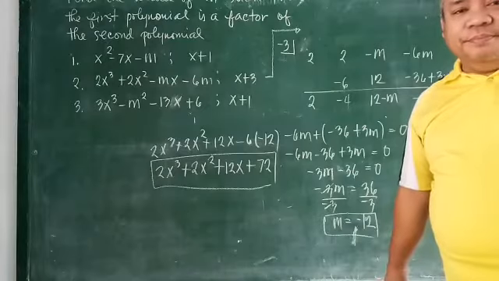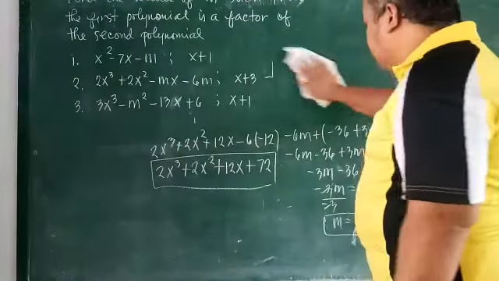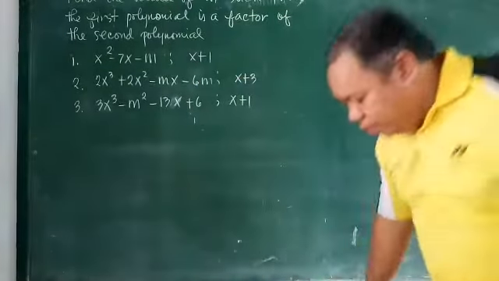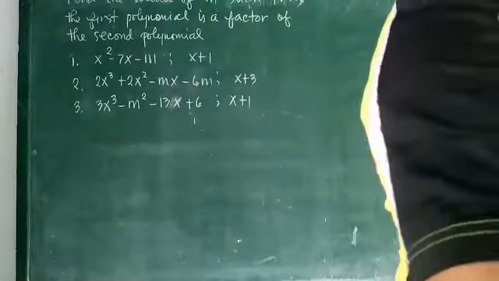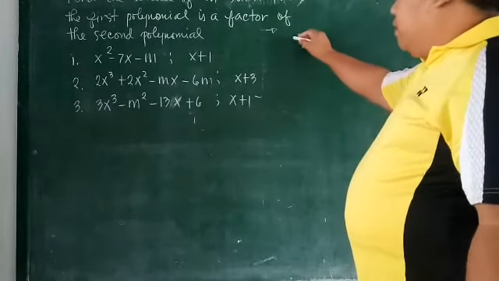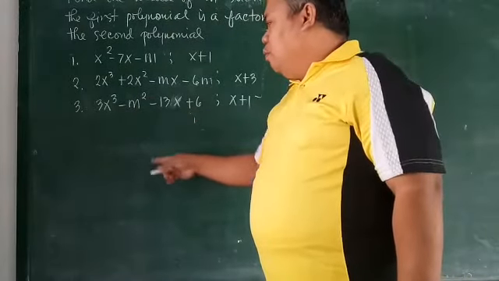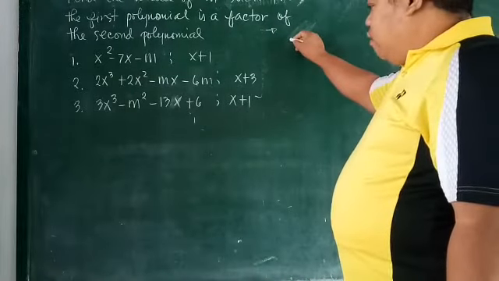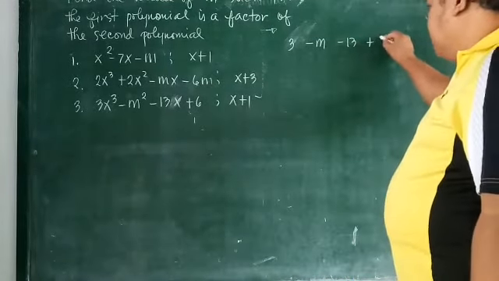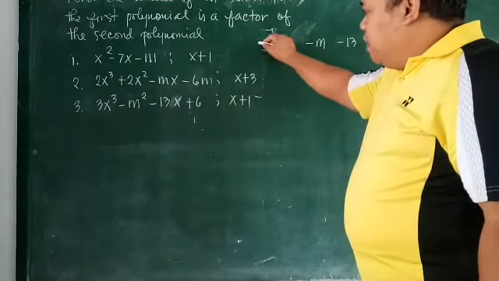Okay. Let's go now to the last example. Okay. Last example we have here this one. So we have here 3x cubed, or let's arrange 3, 2, 1, 0. Naka-arrange naman siya. So let's write the coefficients 3, negative m, negative 13, plus 6. Positive 6, sorry. So factorable daw siya ng x plus 1. So dito ay magiging negative 1.